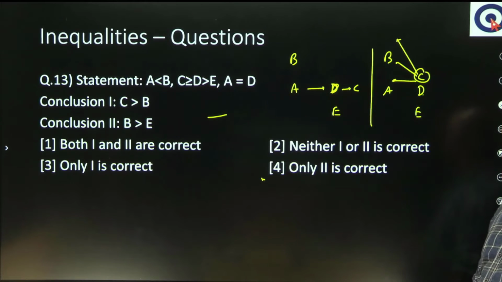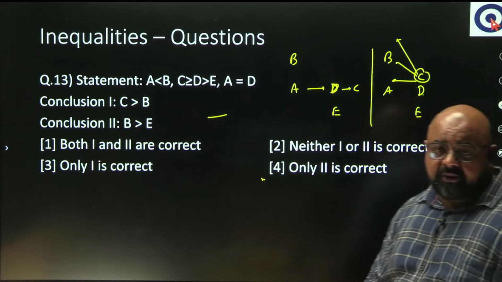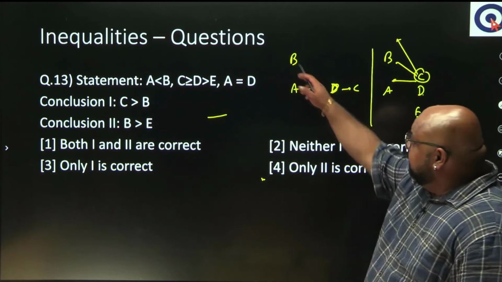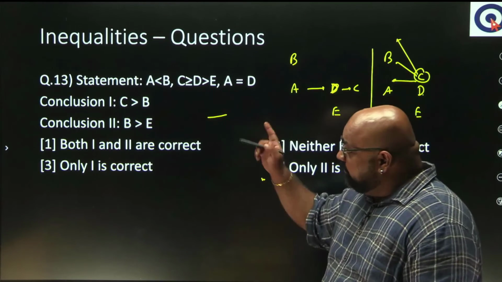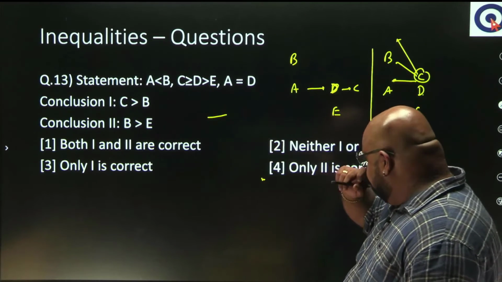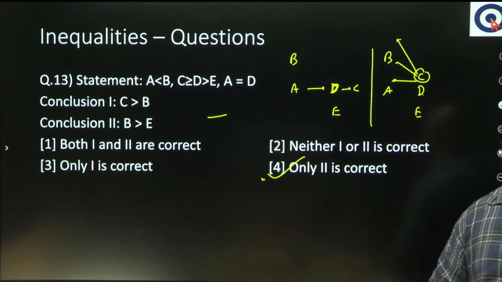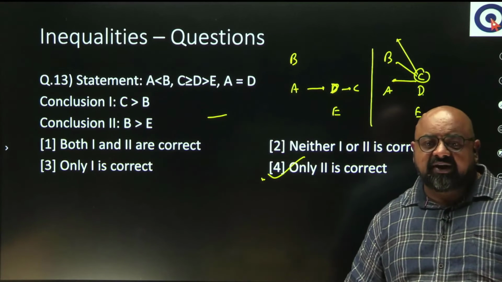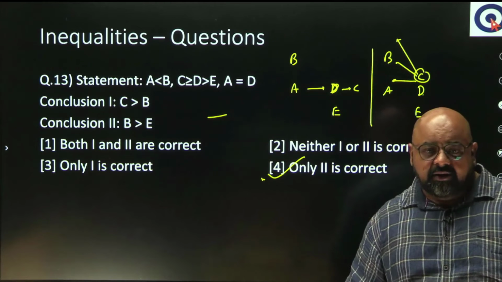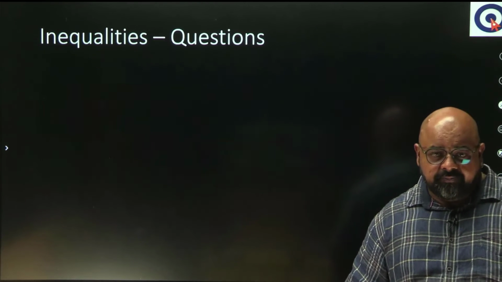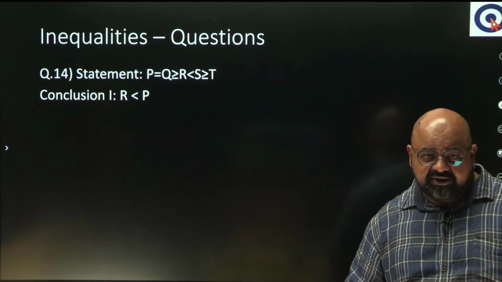So 1 does not obviously follow. It may or may not happen. B is greater than E. That will definitely happen, and therefore in question 13 only conclusion 2 definitely follows and therefore is correct. 1 may or may not be correct. Right? Look at the next question then.